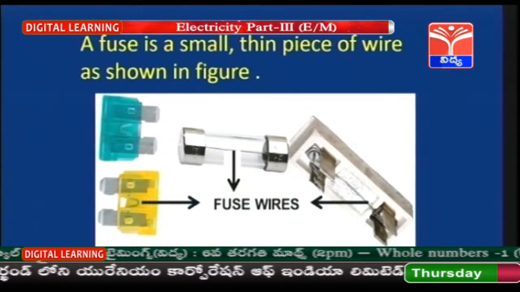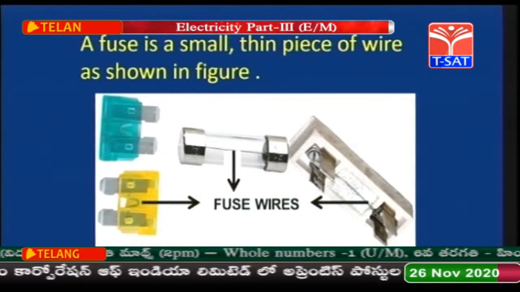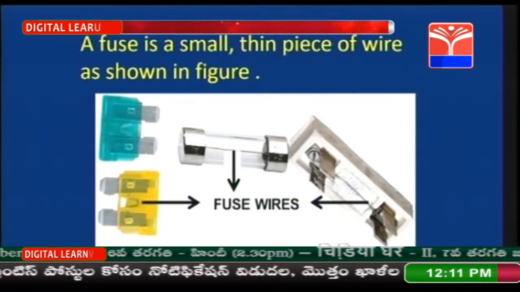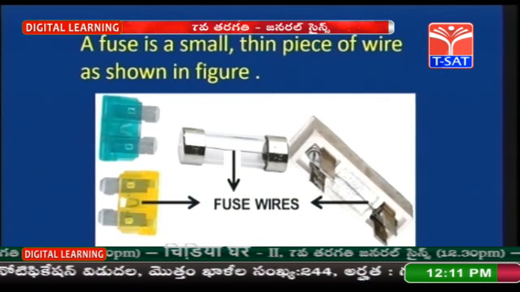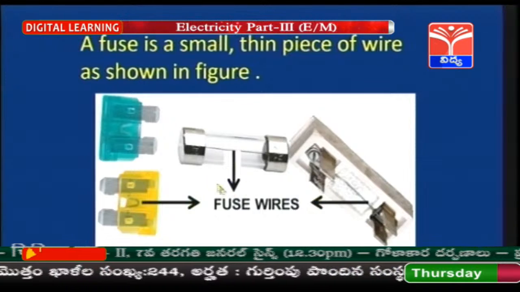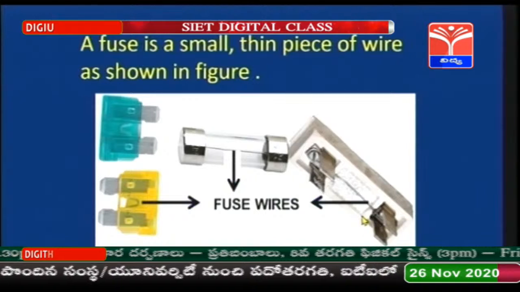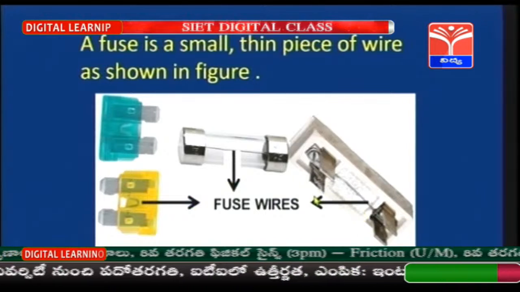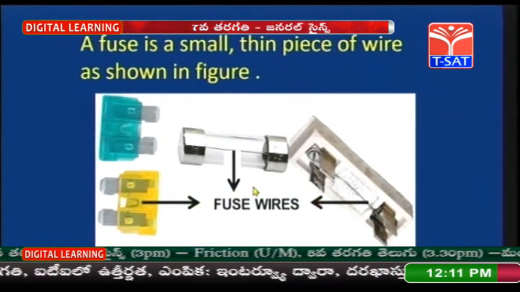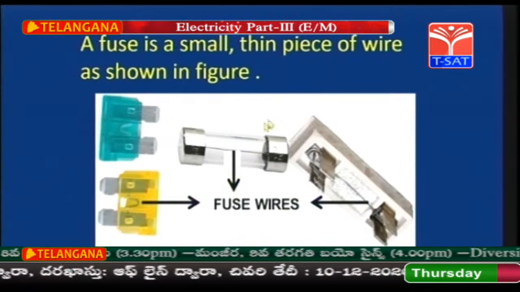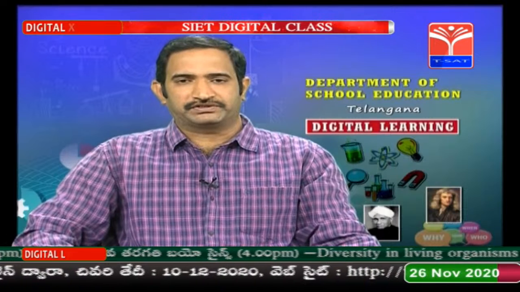In order to save our electrical appliances from excess electricity, we are using these small wires, fuse wires. Now what is the purpose of these wires? Whenever excess electricity enters the circuit, this fuse wire melts immediately. Therefore there won't be any passage of electricity to the appliances at our home. They will be safer.